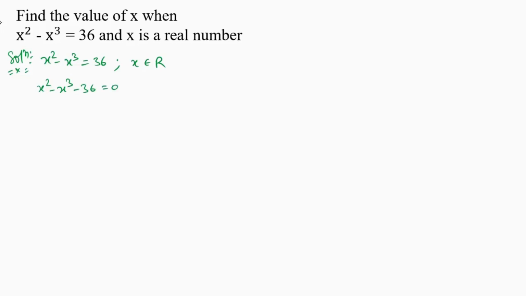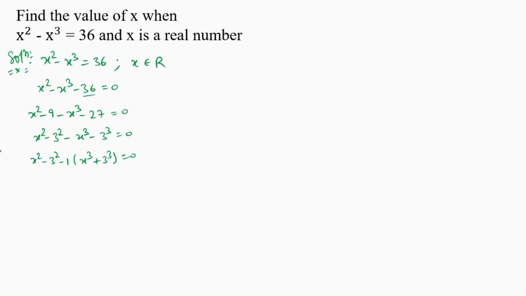Now we can break down this 36 into 9 and 27. So we get x squared minus 9 minus x cubed minus 27 equals 0. So we can write 9 and 27 as 3 squared and 3 cubed: x squared minus 3 squared minus x cubed minus 3 cubed equals 0. Now we can rewrite this equation by taking minus 1 common. We get x squared minus 3 squared minus x cubed plus 3 cubed equals 0.